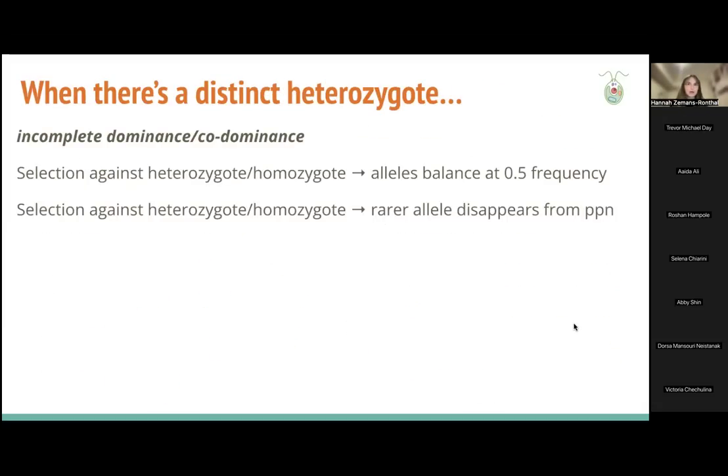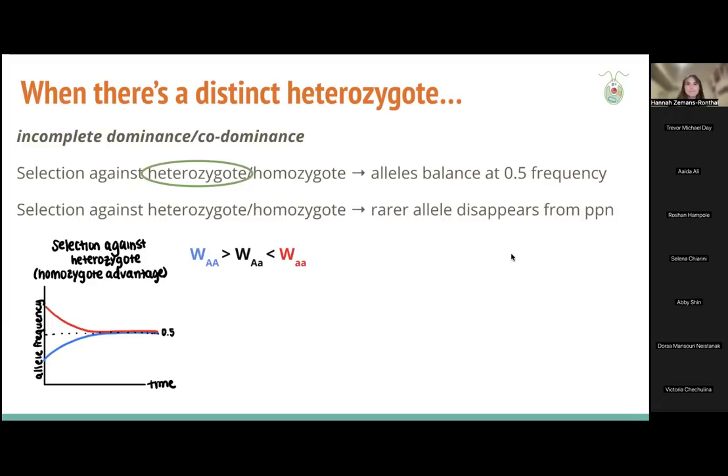So our heterozygote now has its own distinct phenotype. An example of this could be incomplete dominance or codominance. So which one, selection against the heterozygote or the homozygote, would cause the alleles to balance at 0.5 frequency? The answer was heterozygote. So selection against the heterozygote causes alleles to balance at 0.5 frequency because we're selecting for the homozygotes, and we're equally selecting for the homozygotes. And that maintains genetic variation.